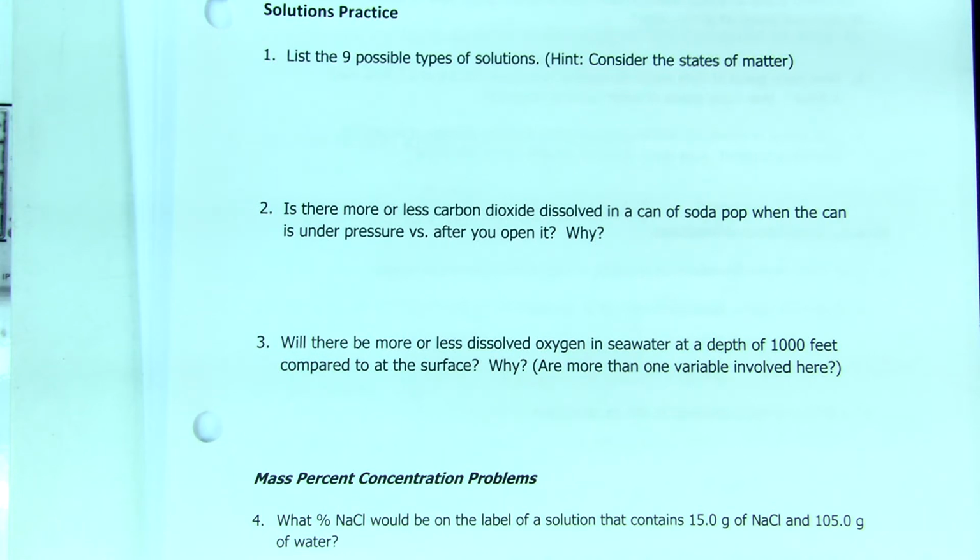So, is there more carbon dioxide dissolved when it's under high pressure or under low pressure when I open the can? Under high pressure, right? It goes back to what we talked about with the divers. The higher the pressure, the more gas dissolves. As soon as you open the can and you now have that can at atmospheric pressure, then some of the gas comes out of solution.